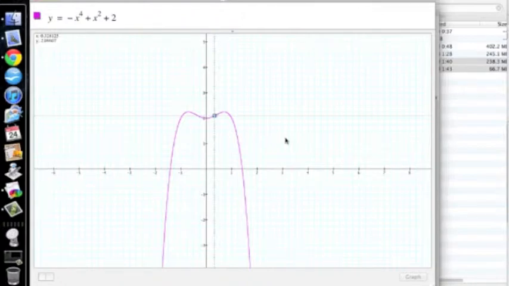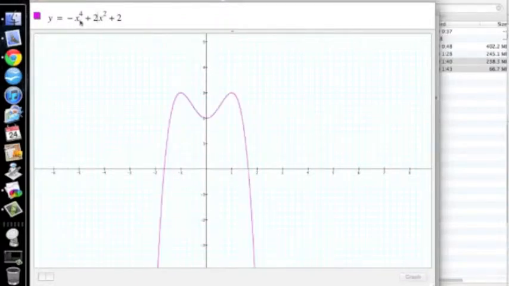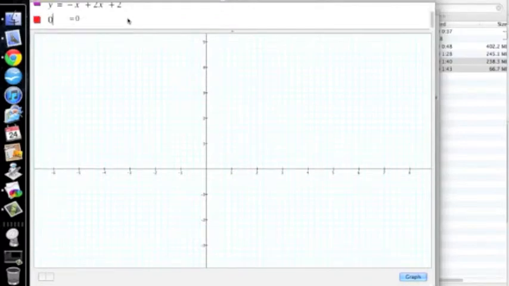If you start to figure out what my disks would be, what does that do? That's what I want to do. If I want to break this up into disks, let me show you a little bit more about what I'm getting into: 0 is less than y is less than this function here.